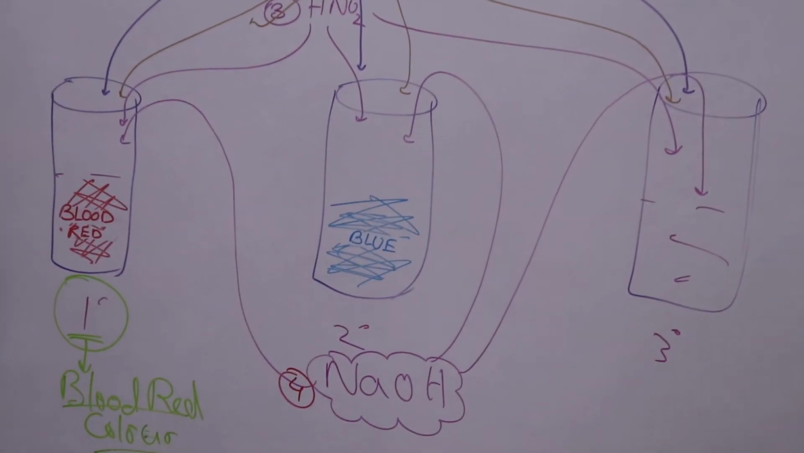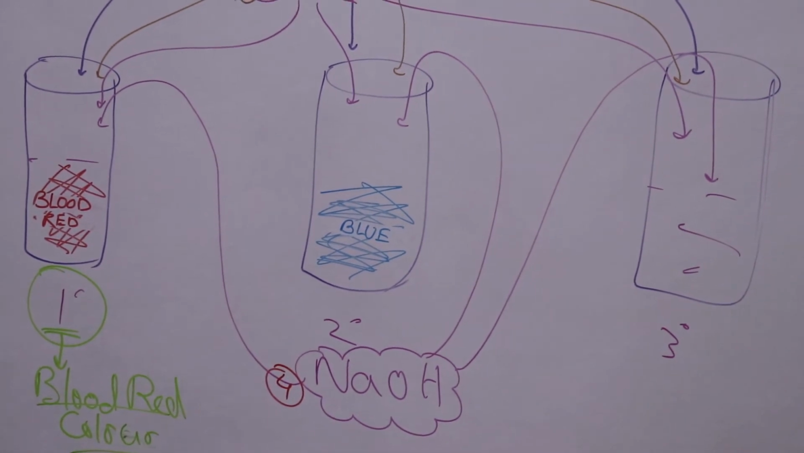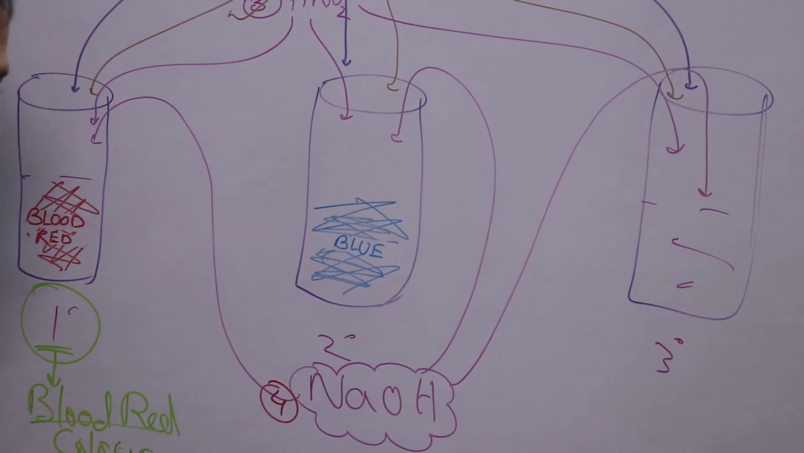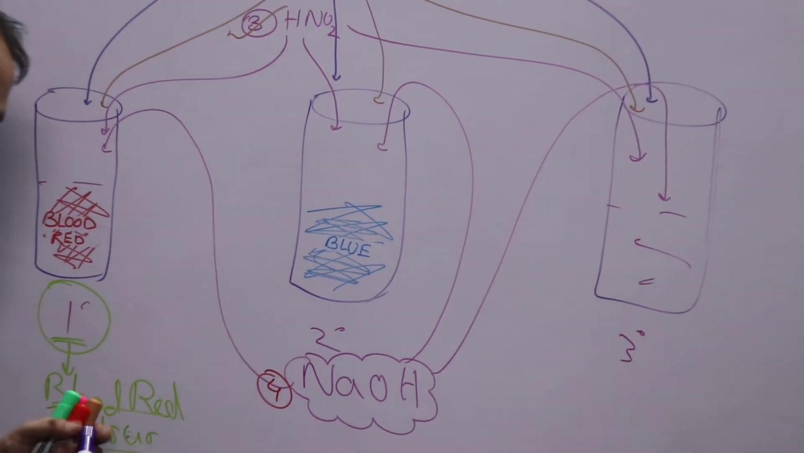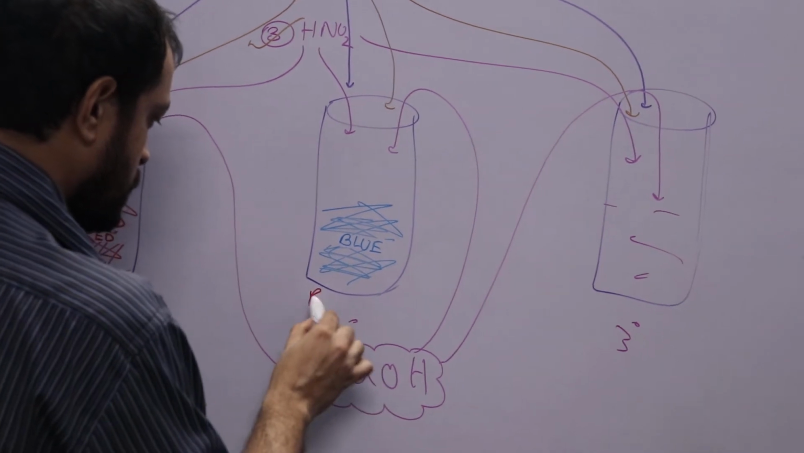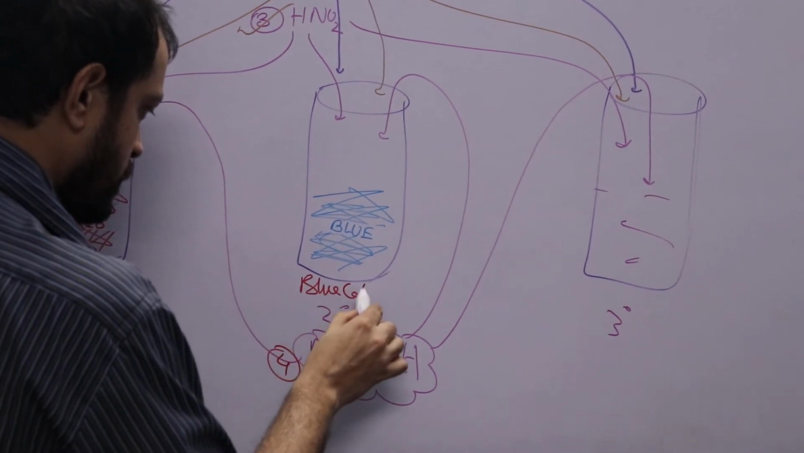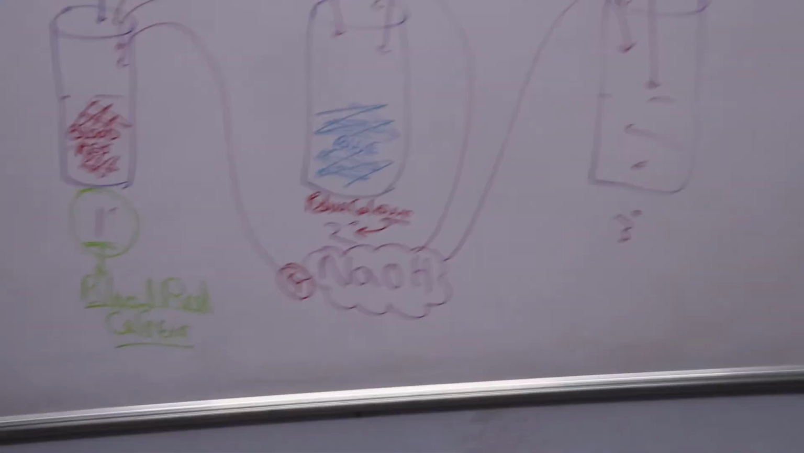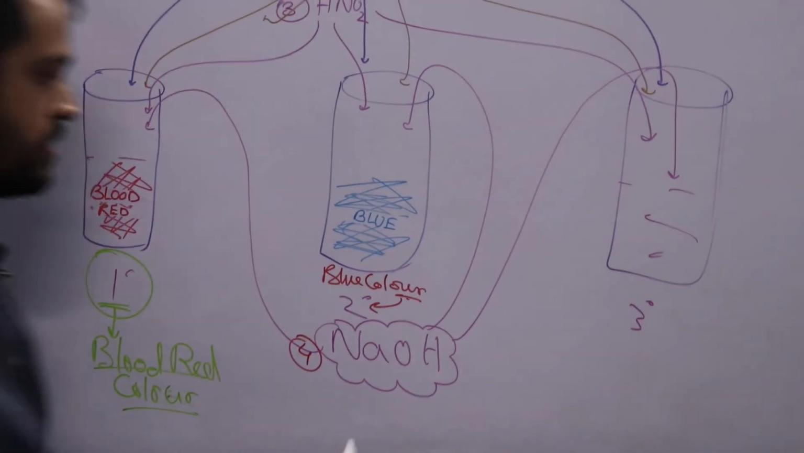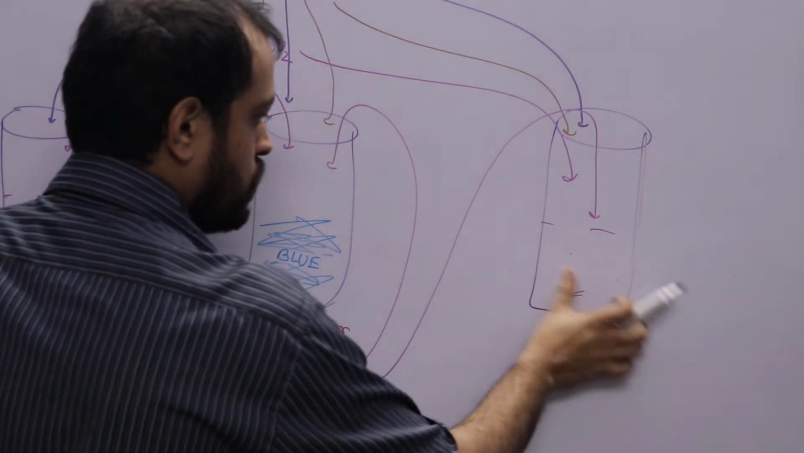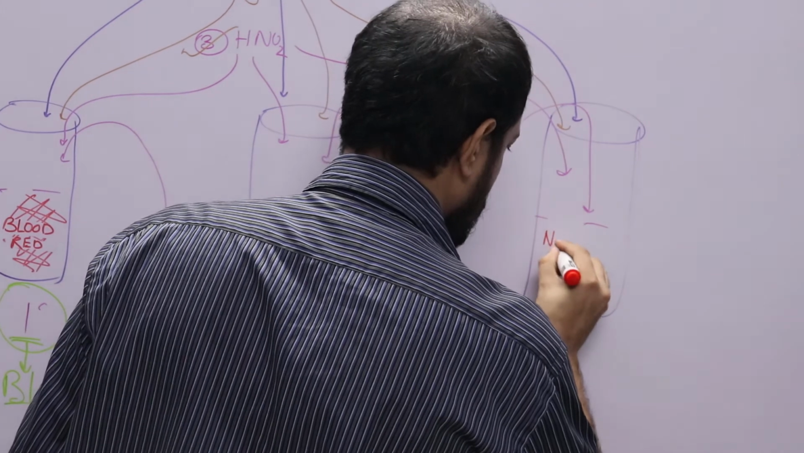Okay. A blue color is formed. Now the formation of this blue color indicates that there is 2 degree alcohol. And in the third test tube, if we add NaOH, then no color change occurs.